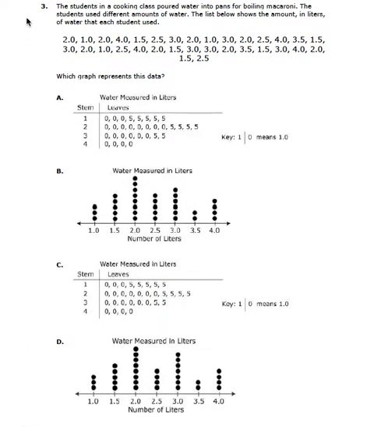Question 3. The students in a cooking class poured water into pans for boiling macaroni. The students used different amounts of water. The list below shows the amount in liters of water that each student used. Here's the different amounts of water. Which graph represents this data? Stem and leaf plot A, dot plot B, stem and leaf plot C, dot plot D.